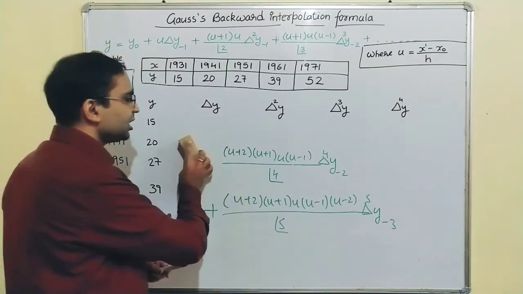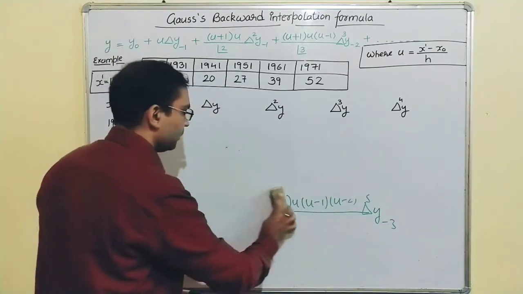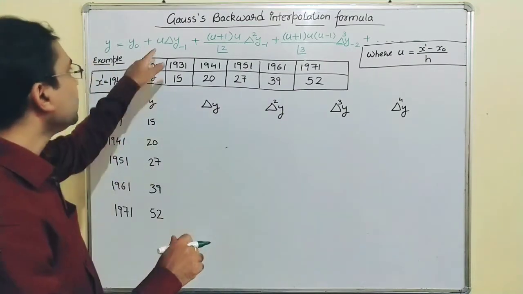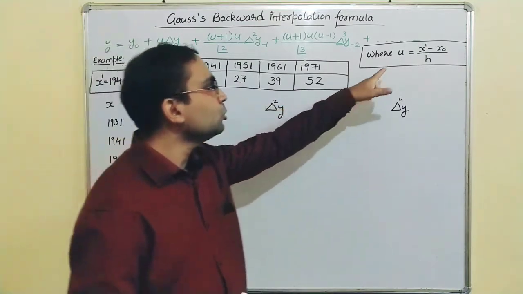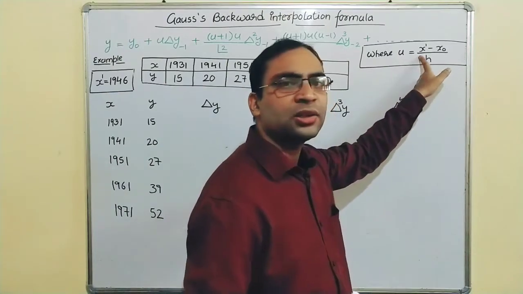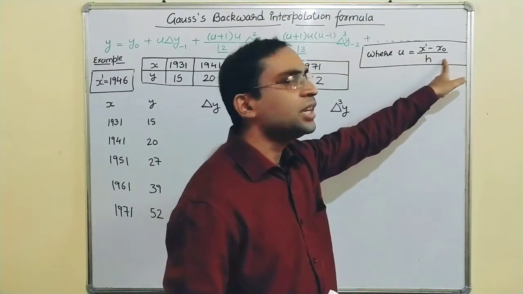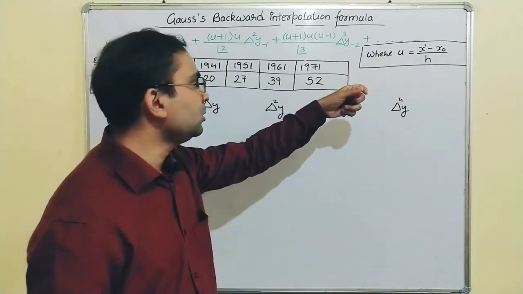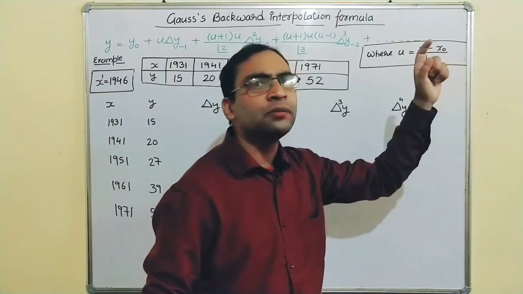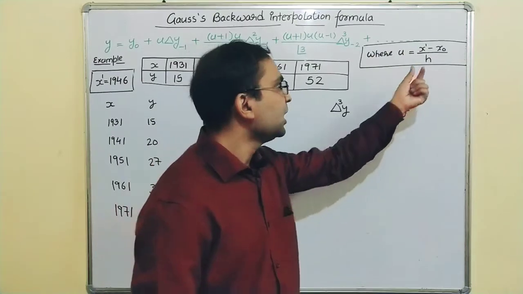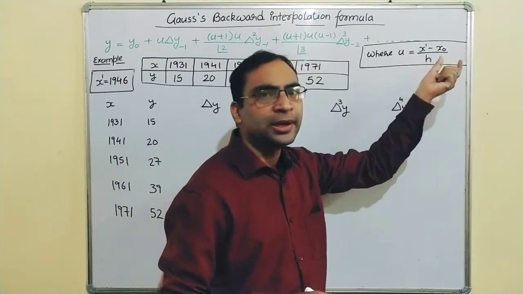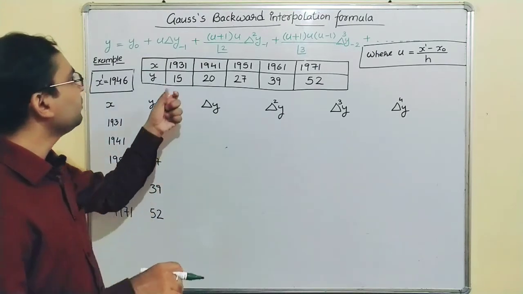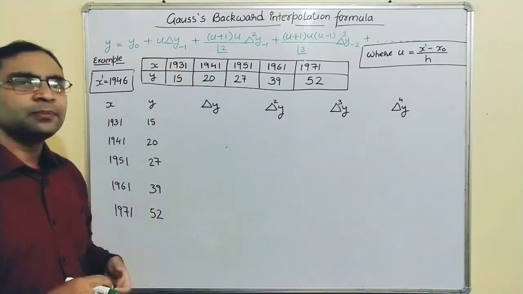So let's discuss this formula with the help of an example, and before going to the example, let's see what u is here. As in all the cases, u is equal to x dash, that is the query value, minus x0, that is the initial value, divided by h. Here the initial value will be the origin value, the central value, and h is the equal interval.